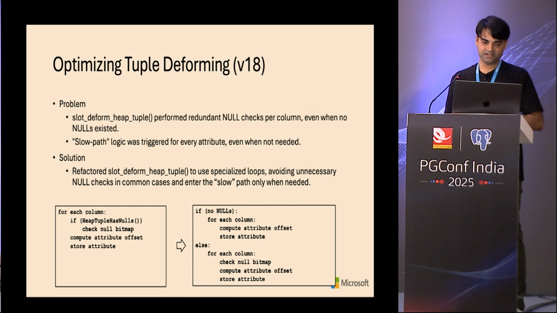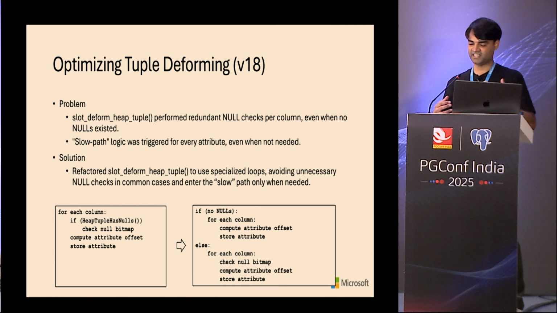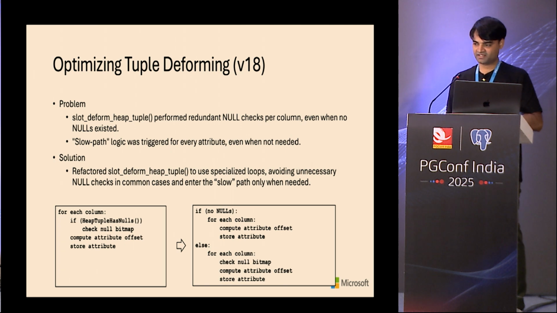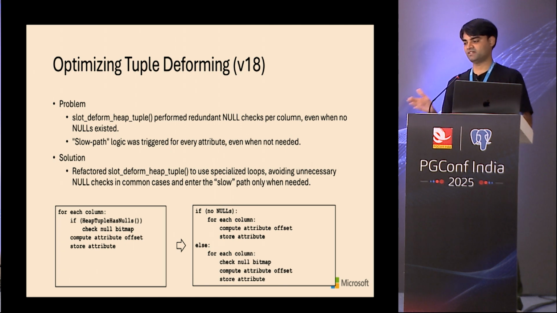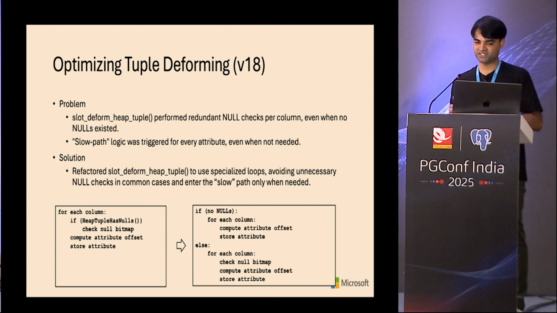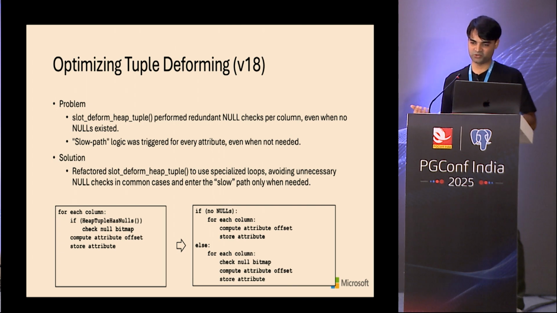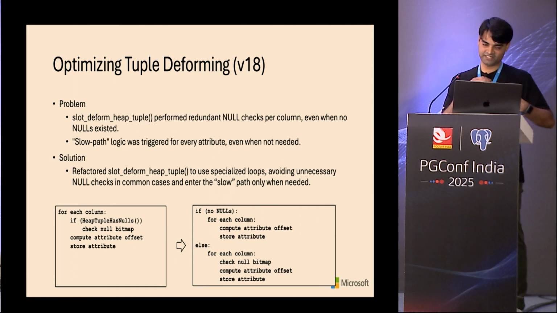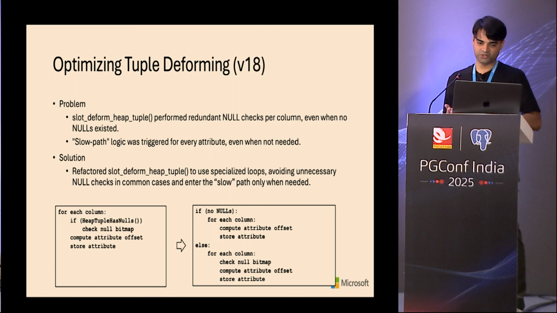Okay, and there's something called slow path. Slow path is the code to determine which offset a given attribute is at in a heap tuple. And if you only have fixed width attributes, you don't need to check the length, or you didn't need this slow path for each column. And now in the new version, we avoid these null checks if we know that there are no nullable columns.